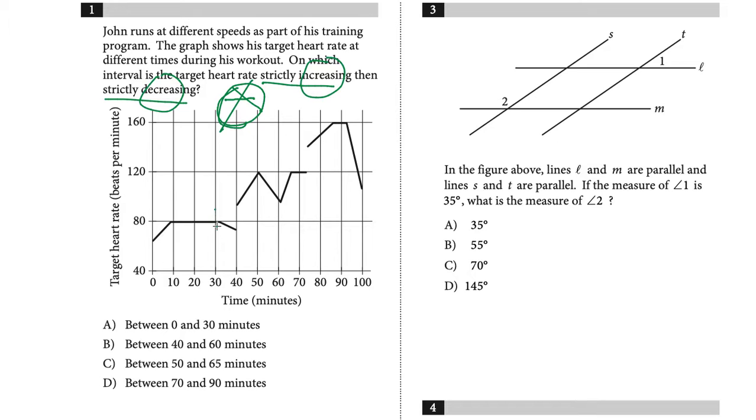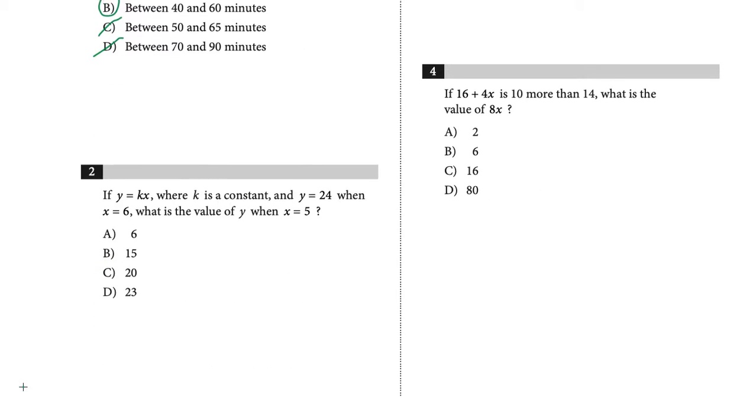Between 0 and 30, that's this interval right here, is strictly increasing, then flat line. Nope, not A. B, between 40 and 60. Between 40 and 60, it's strictly increasing, then decreasing. There's our answer. But you could also do 50 to 65. Let's check it out. 65 is right here. That is decreasing, then increasing. It said increasing, then decreasing. D says between 70 and 90. We have a flat line. Not D either.